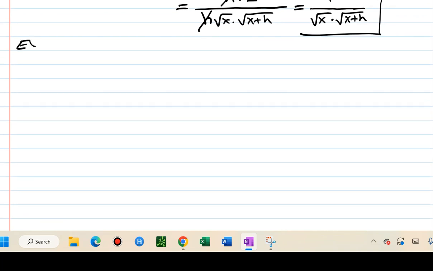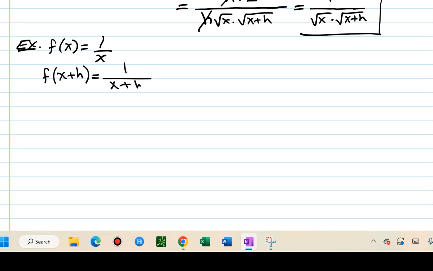What if the function is 1 over x? Again, let me do f at x plus h. That's when you replace x with x plus h. So it's really that simple. And then we do our difference quotient. F at x plus h minus f at x divided by h. That's always going to be that. It's not going to change.